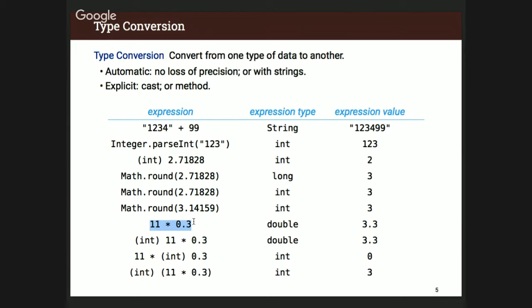Can't mix and match. Java will perform automatic type conversion and say, well, I can safely upgrade this int to a double without changing its value. It will still be 11. It will just be 11.0.